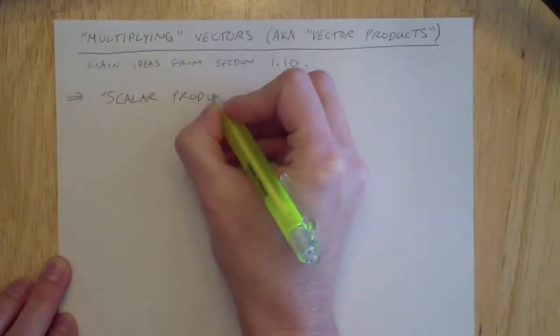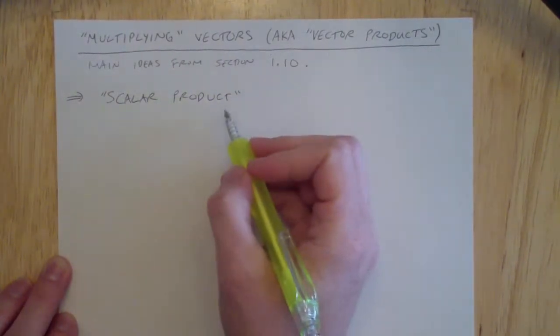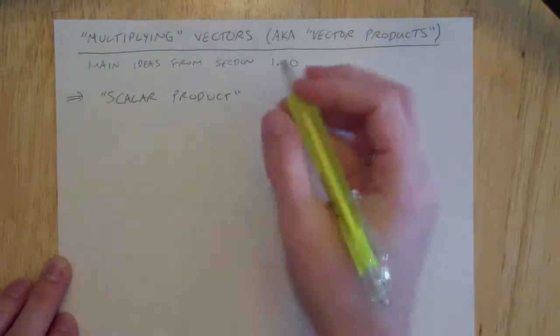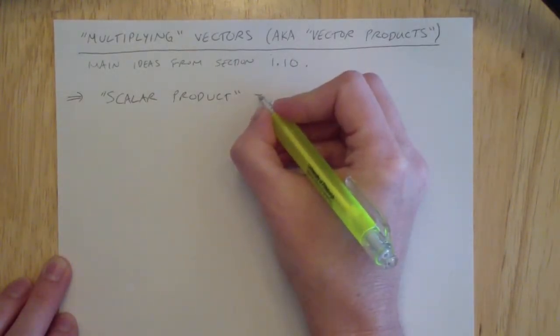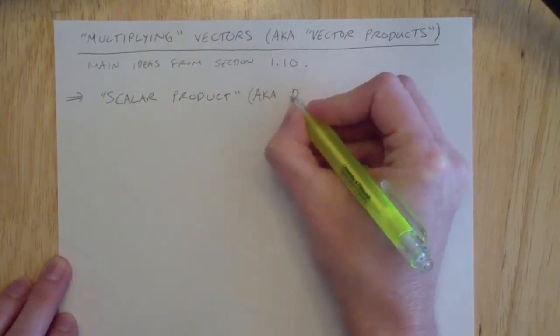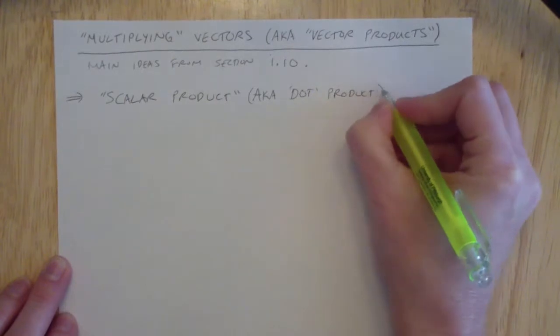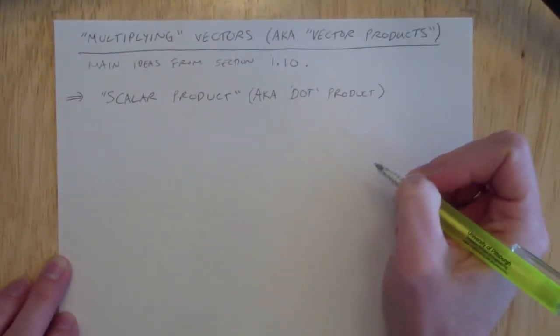And the reason that it's called a scalar product is because the result of this product is actually a scalar and not a vector. And the scalar product is also known as the dot product. And the reason it has that name is because the symbol for it is a dot.